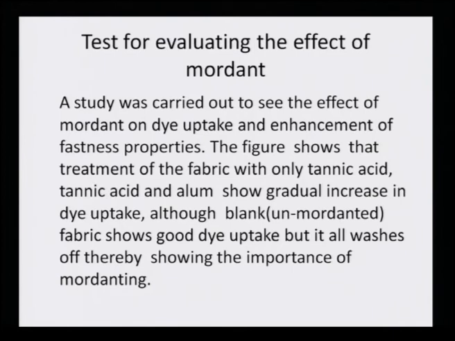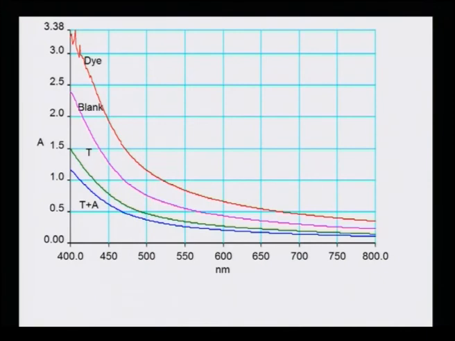Test for evaluating the effect of mordanting. Now, whether a mordant is truly participating or not can only be understood by testing the effect of mordanting. A study was carried out to see the effect of mordant on dye uptake and enhancement of the fastness property. The figure in the next slide shows that when the dye was taken, a blank, a tannic acid treatment and a tannic acid alum treatment, the dye uptake increased. So, the optical density shows that the dye, which was initially 3.38, has now reduced in the case, because all the dye has got transferred to the fabric. So, this is the kind of contribution that tannic acid and mordants make.